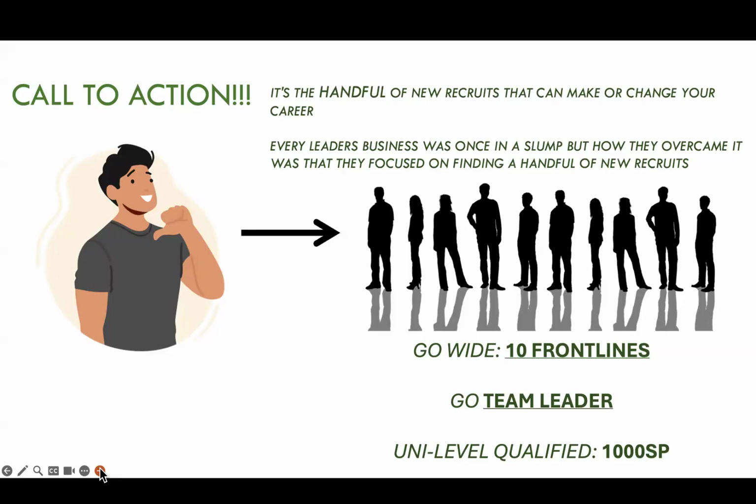And obviously, from the jump, you want to be uni level qualified. So make sure you work towards, as a prerequisite, 1,000 SP personal. Okay, so that's the call to action. My best recommendation to be successful is go 10 frontline wide, make it a mission to go team leader, and become uni level qualified with 1,000 SP.